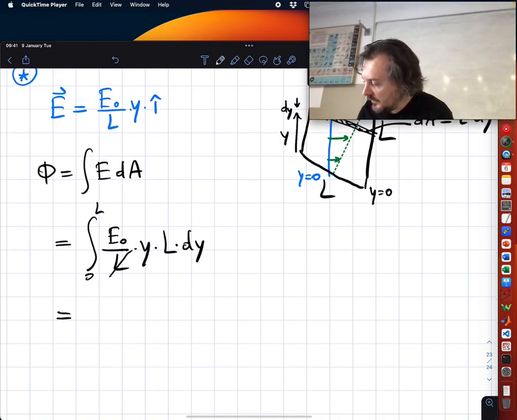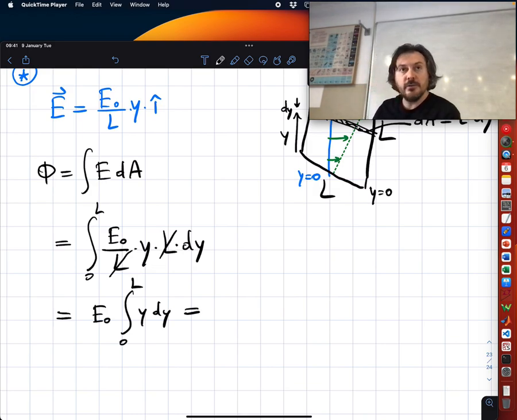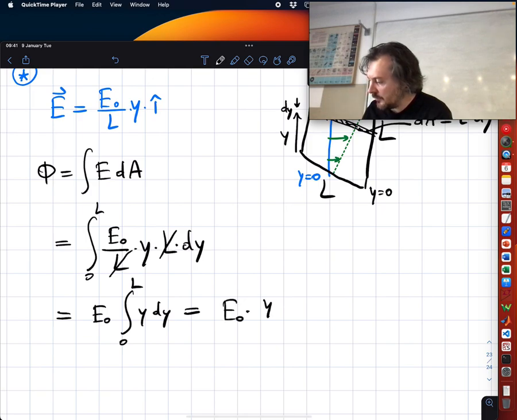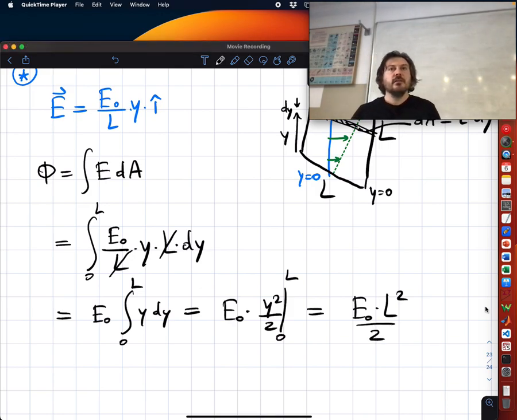So as a result, this one goes away. E0 times the integral of y dy. Do we encounter a new integral here? Not at all. This is what we have seen already. E0 times y squared over 2 evaluated at L and 0. So you get E0 times L squared over 2. Do I match the units? Yes, I do. Because it should be Newton per Coulomb times meter squared.